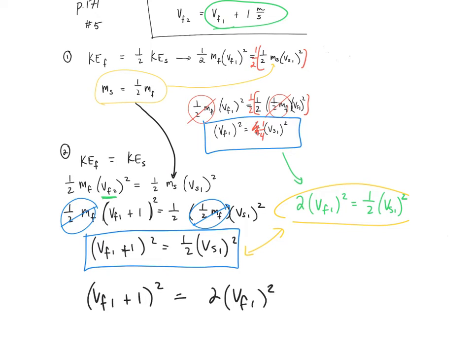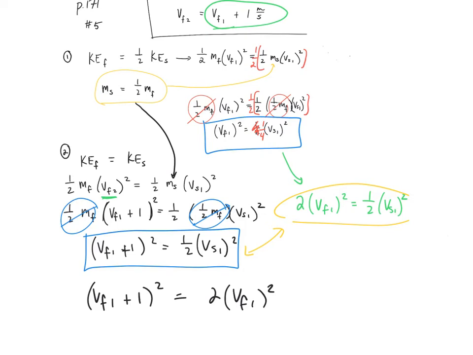What kind of an equation is this going to yield? Chip? Quadratic. Yeah, this would be quadratic. Again, because we've got VF squared here, we're going to have to FOIL this out a little bit. So we'll definitely get a quadratic in this problem.